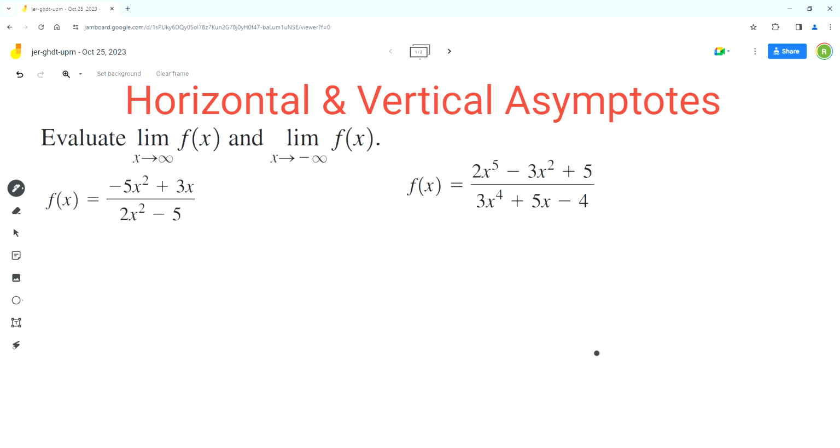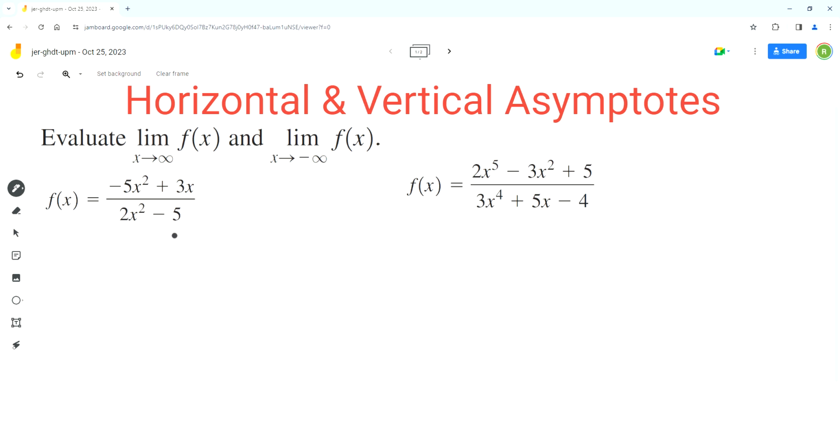So in this video, we'll evaluate these limits that approach positive and negative infinity. As per the problem, evaluate the limit as x approaches positive infinity of f(x) and the limit as x approaches negative infinity of f(x). So we'll have to evaluate both limits for both functions. Let's start with the function on the left side.